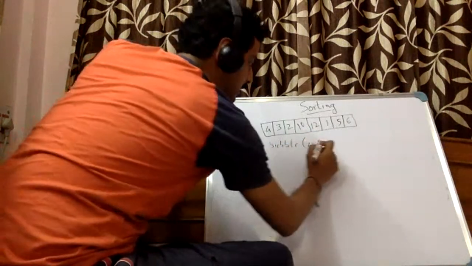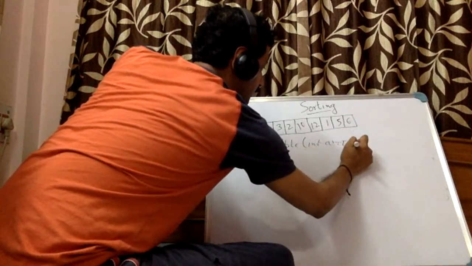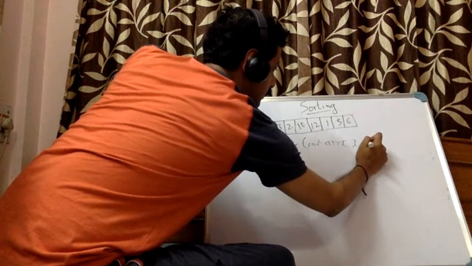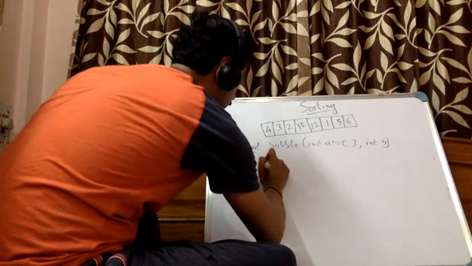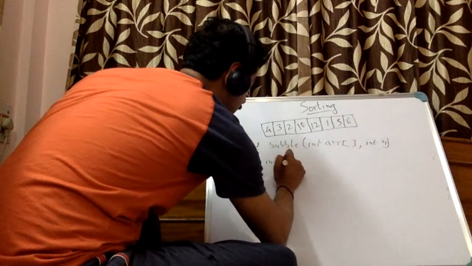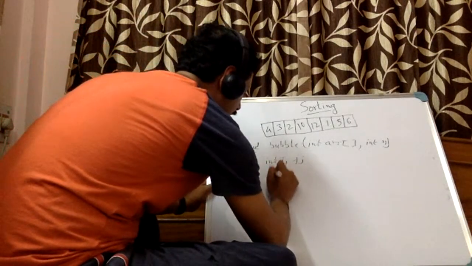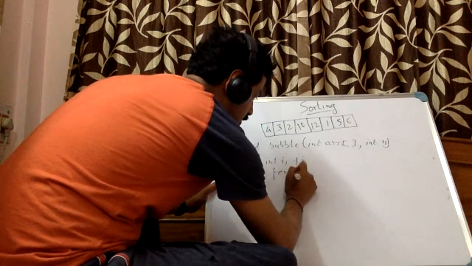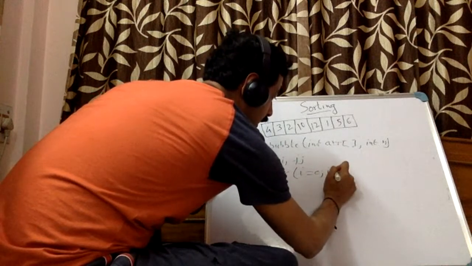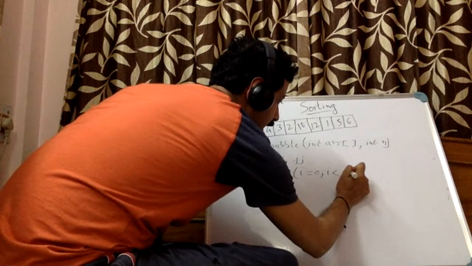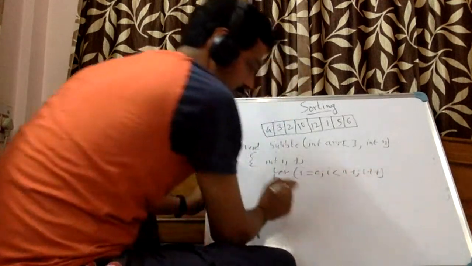I have to do bubble sort on an array, so int arr[] and int n. Okay, I'm just writing it first, then I will describe it. I have two variables, integers i and j, and then a for loop: i equal to 0, i less than n minus 1, then i plus plus.